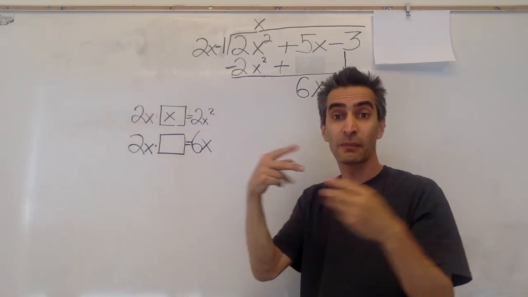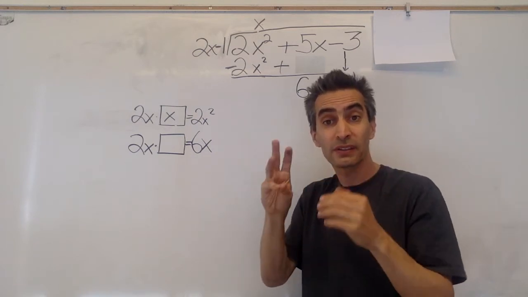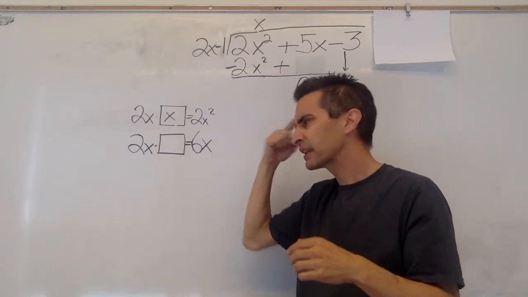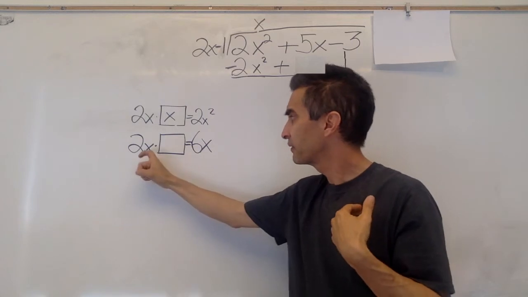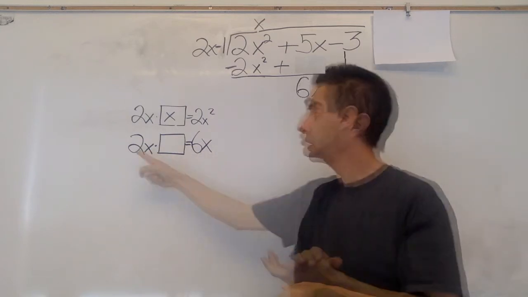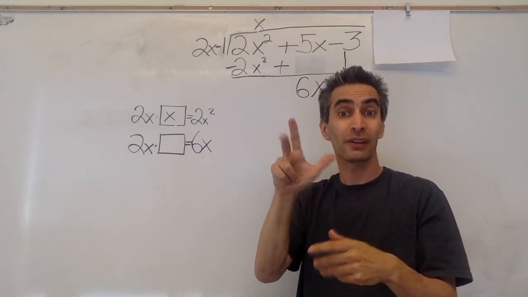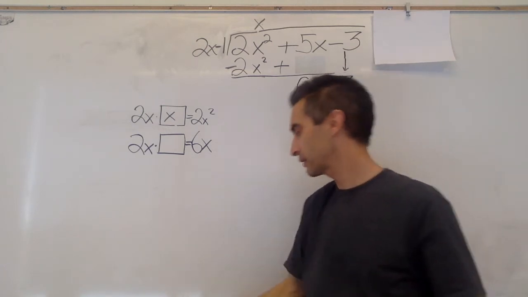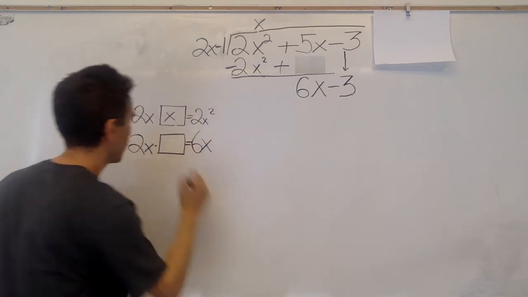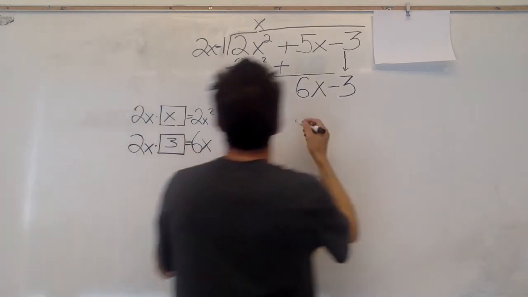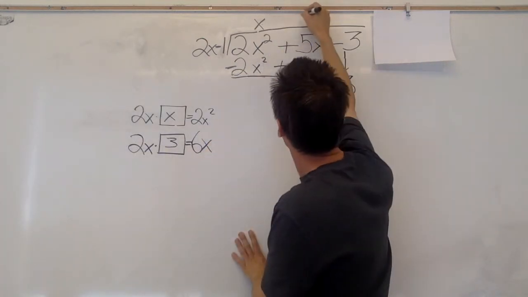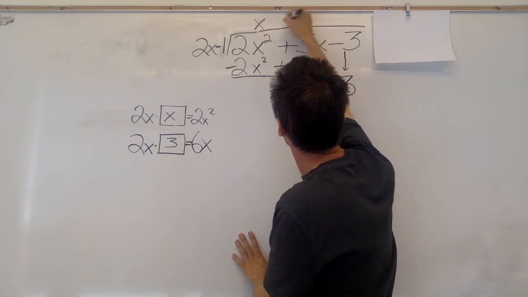That means 2x multiplied by what is going to equal 6x? Let's think about this. I've got an x on both sides of the equation. Oh, I've got a 2 and I've got a 6. 2 times 3 equals 6. Oh, it must be a 3 I'm looking for. Now, put the 3 up here.